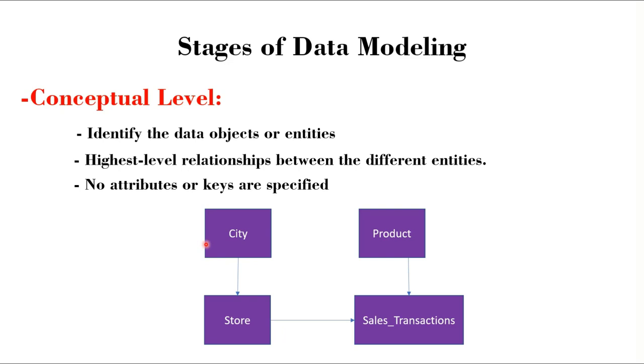As you can see, we have properly identified all our entities and the highest level of relationship between the entities, which is this arrow, and also we have not specified any attributes yet under this level. This conceptual level diagram is also called the entity relationship model.